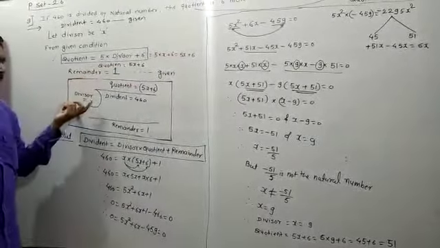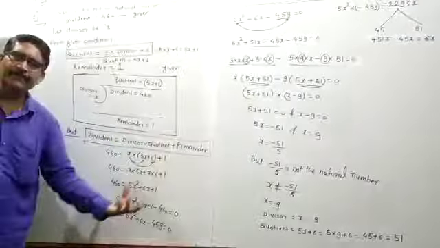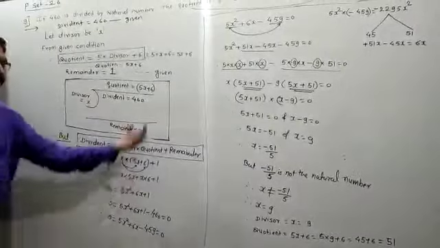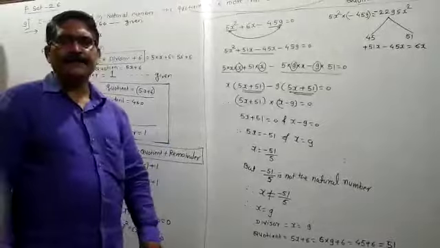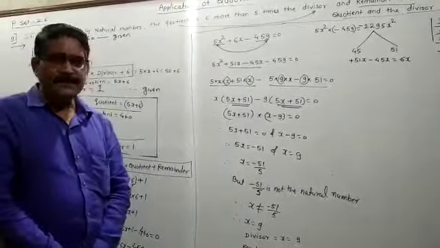Remainder is 1. You have to write the division bracket. You have to write the dividend is equal to divisor times quotient plus remainder, and you have to put the values and solve the problem like this. I think you understand all these things. You have to write all these things in the notebook.